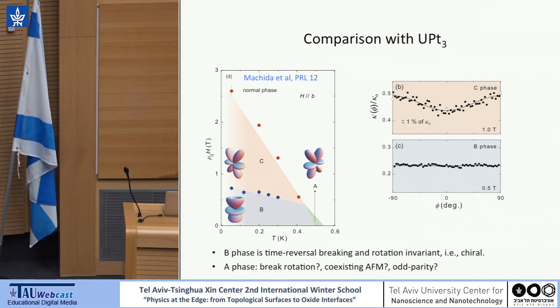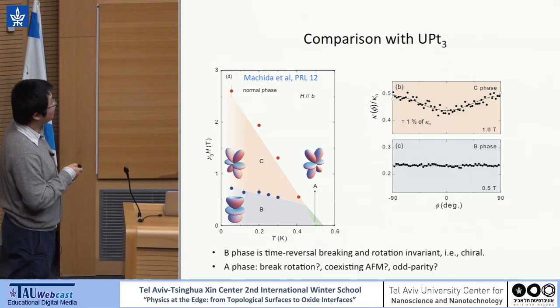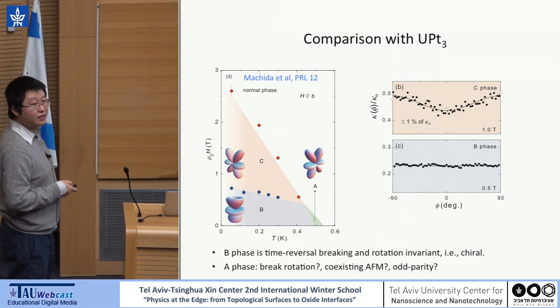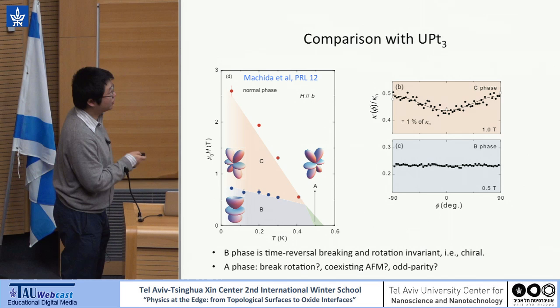For example, in this other odd parity superconductor, uranium platinum 3, this is the phase diagram. There are multiple superconducting phases. The majority of the phase diagram at zero magnetic field, the B phase, is spontaneously time reversal breaking and rotation invariant. So this is actually a chiral state instead of a nematic state. For example, if you look at the thermal conductivity as a function of the angle in the basal plane, it's featureless. It's rotationally invariant.